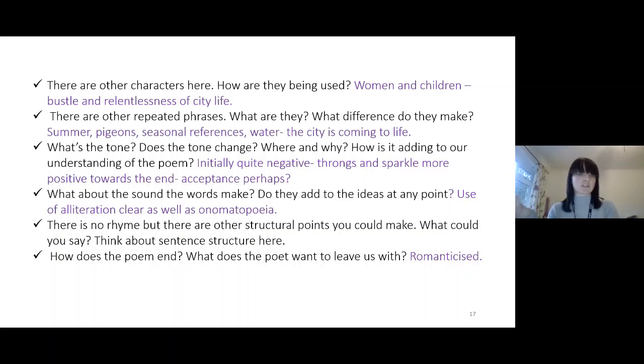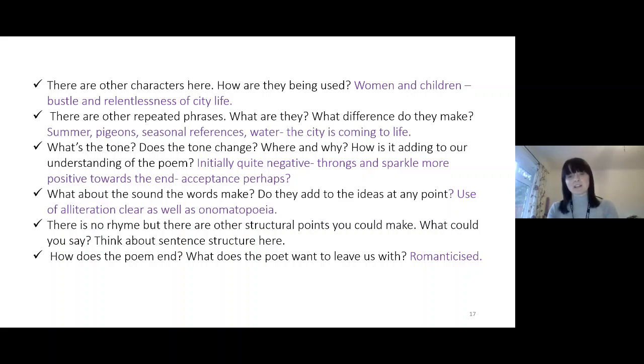So alliteration is really clear, as well as the use of onomatopoeia. Okay, there is no rhyme, but there are other structural points you could make. What could you say? So I'd most definitely think about the use of sentence structure. There's a lot of line run-ons, so the use of what we'd call enjambement, where the line runs on from one sentence to another in order to continue an idea, and that structure is definitely purposeful by the poet here. Okay, a definite intent there.